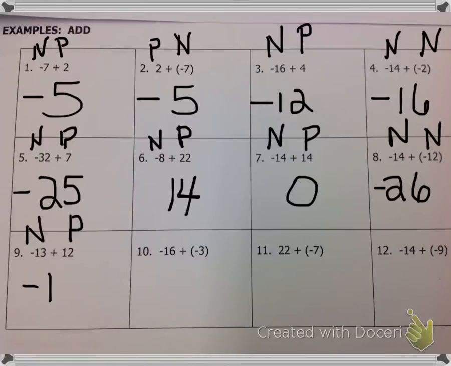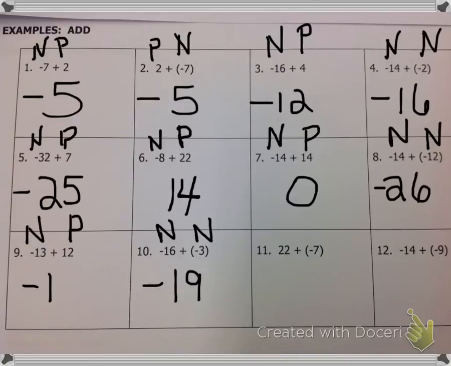Number 10, negative 16 plus negative 3. Negative 16, that's a negative. Negative 3 is a negative. Okay, so you have same signs or different? Well, we have two negatives, so same signs, add. 16 plus 3 is 19. Take the sign of the larger number. Which number is bigger, 16 or 3? 16's bigger, 16's negative. My answer is negative.